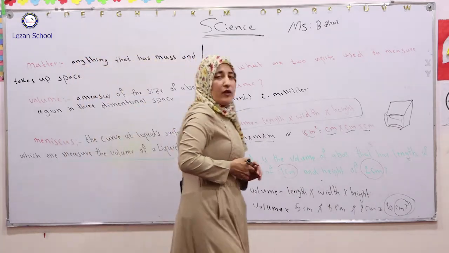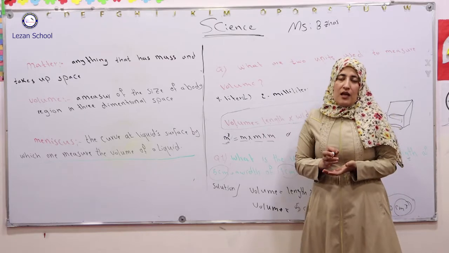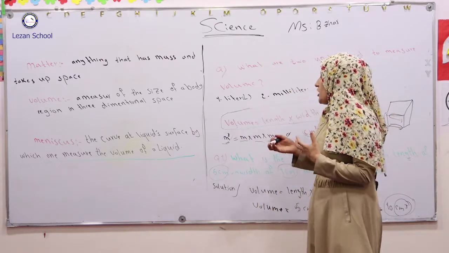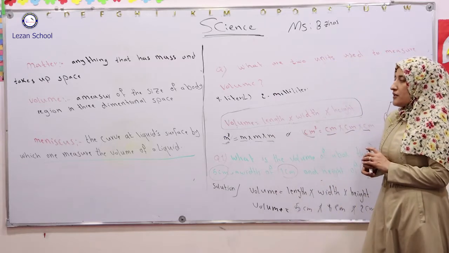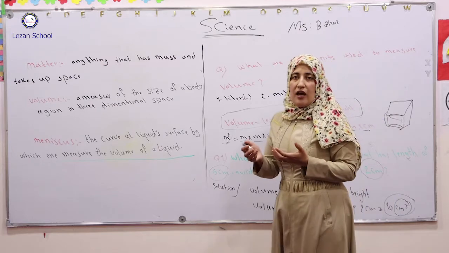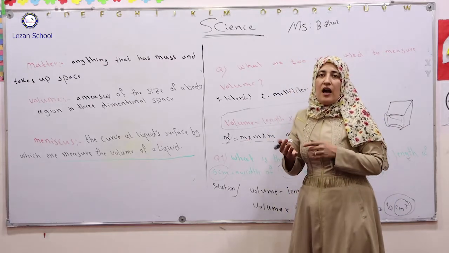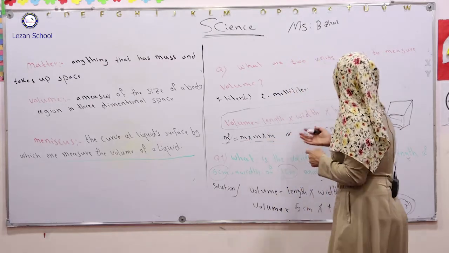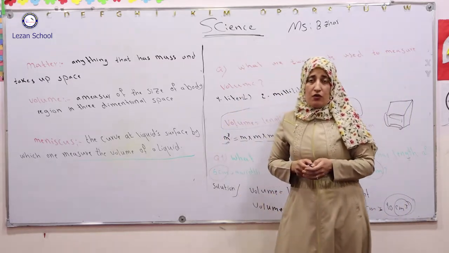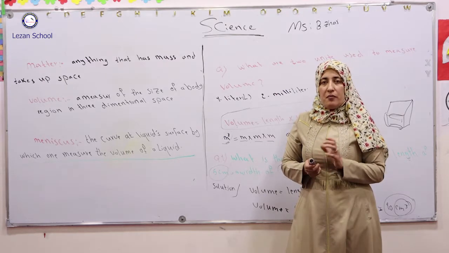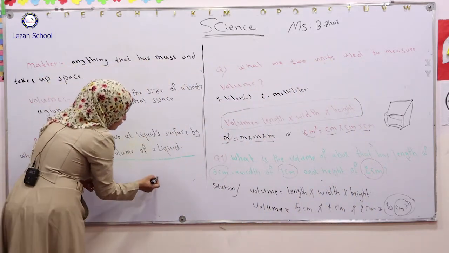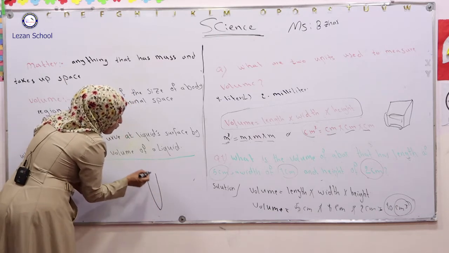After that, maybe you ask, how can we find the volume of irregular shaped objects? For example, a rock or an apple. Some irregular shaped objects don't have height or width or length. So how can we find the volume of those irregular shapes? We must use a cylinder. We use water.